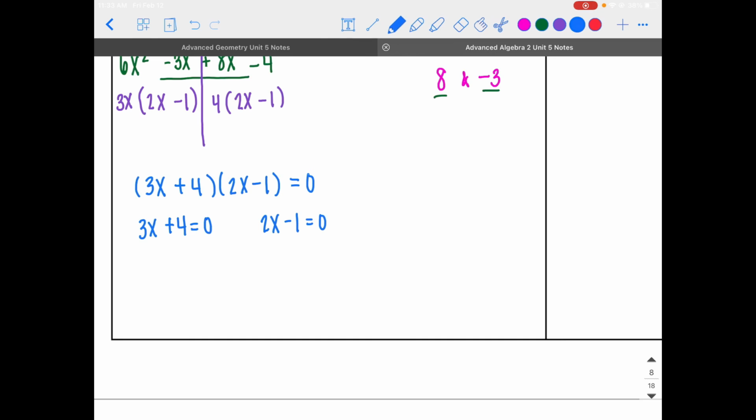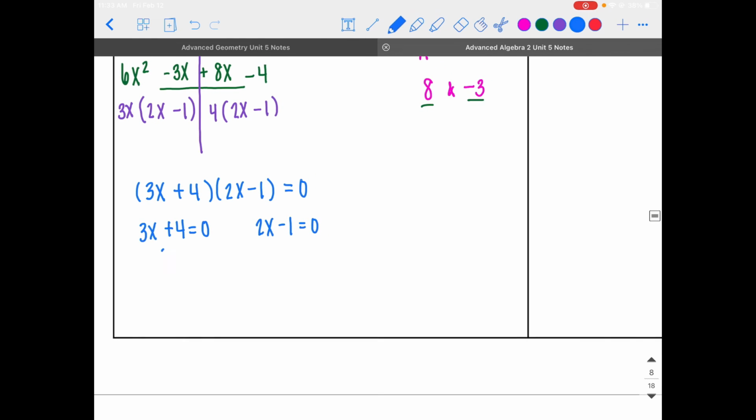For the first one, if I subtract 4, I'm left with 3x equals negative 4. And then I divide by 3. X equals negative 4/3. And on the right side, if I add 1, we get 2x equals 1. And then dividing by 2 gives me x equals 1/2.